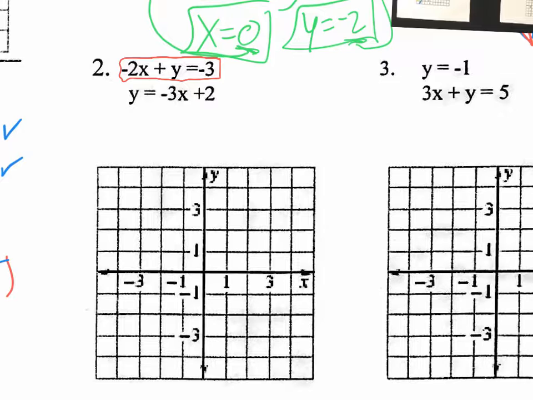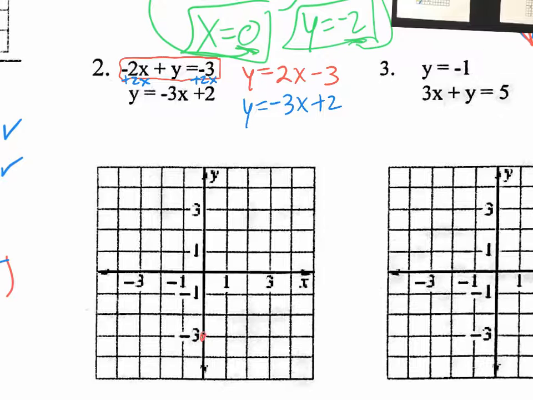Add 2x. So if you go plus 2x here, plus 2x over here, I could rewrite it. Let me write it in red. Y equals 2x minus 3. Now, the bottom equation is already ready to graph. Y equals negative 3x plus 2. Okay? So the top equation in red, where does it cross the y-axis? What's the y-intercept value?